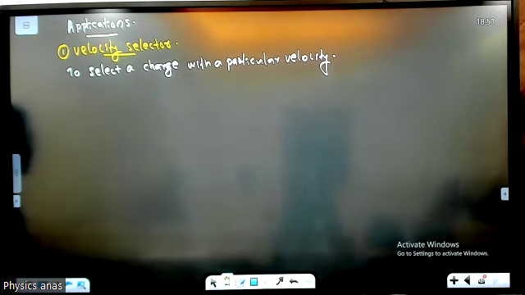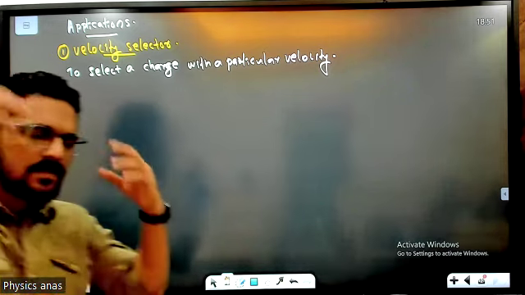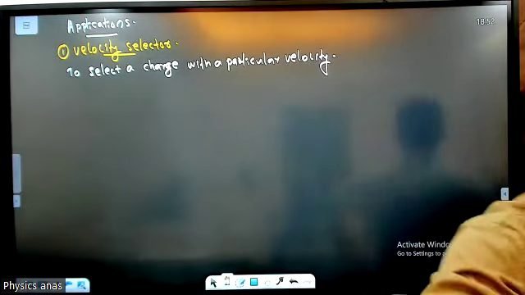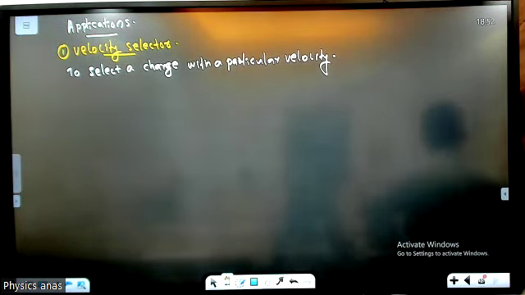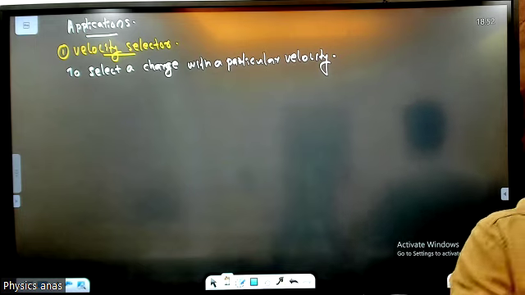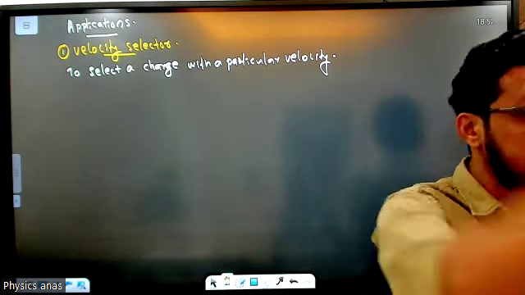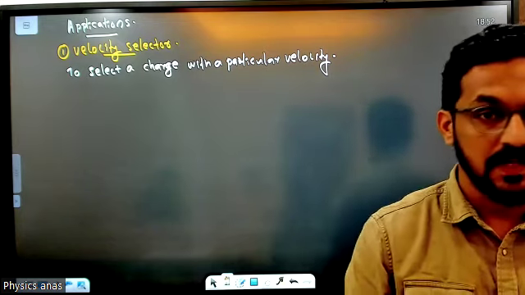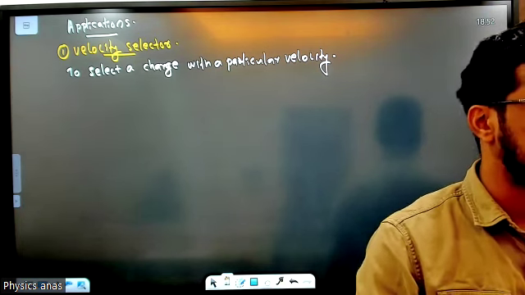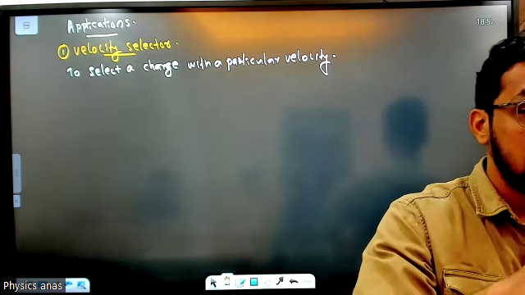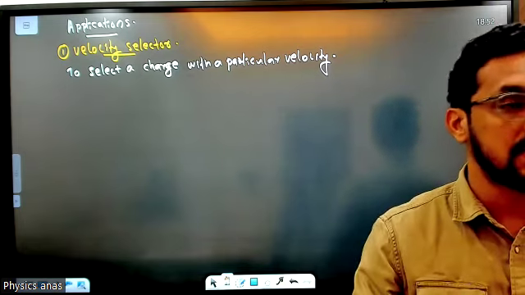You get it? To select a charge with a particular velocity. Let's imagine there is a bunch of charges, a beam of charges, which is moving in a direction. If you have an electric field and magnetic field, using them you can select a charge from that collection of charges that will have a desired velocity. We can select charges having particular velocities from a beam of charges.